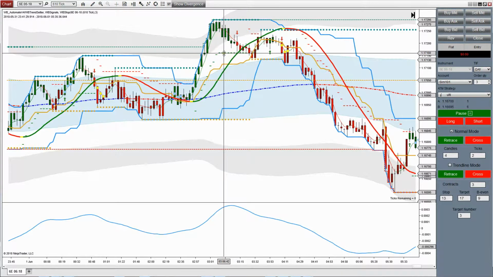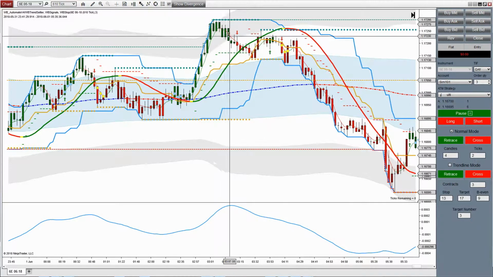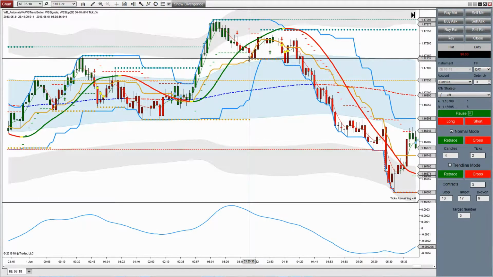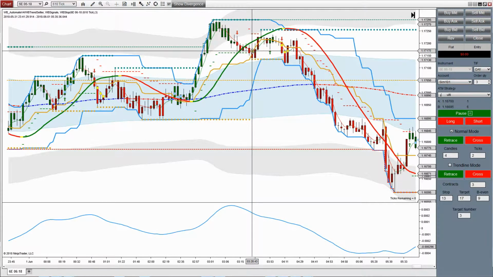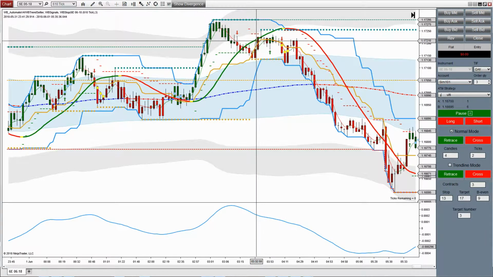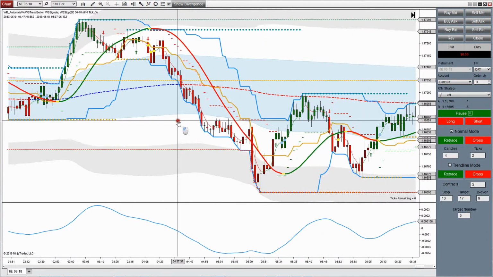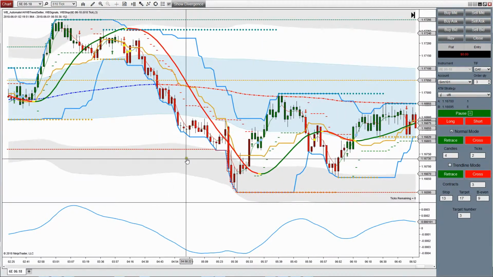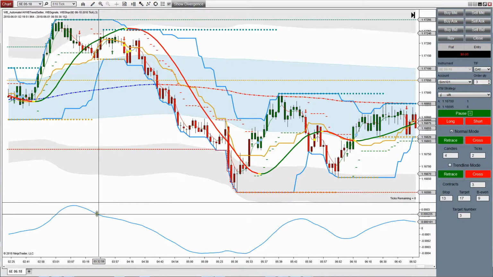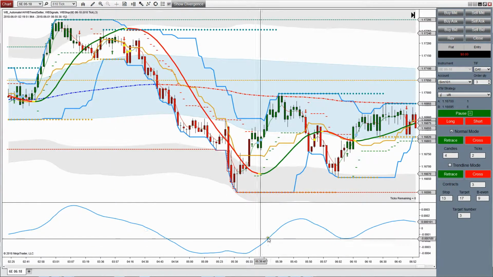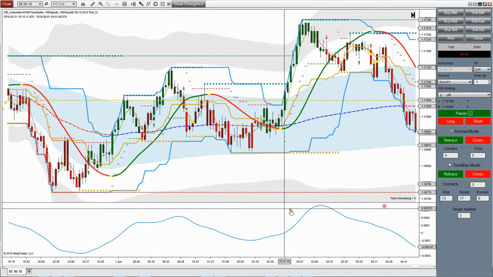The stop line indicator is useful not only for the stops, but also to get into a trade. It might be too early to get into a trade if it has not crossed yet. Also, we've got the oscillator at the bottom, which is basically helpful to pick out divergences.